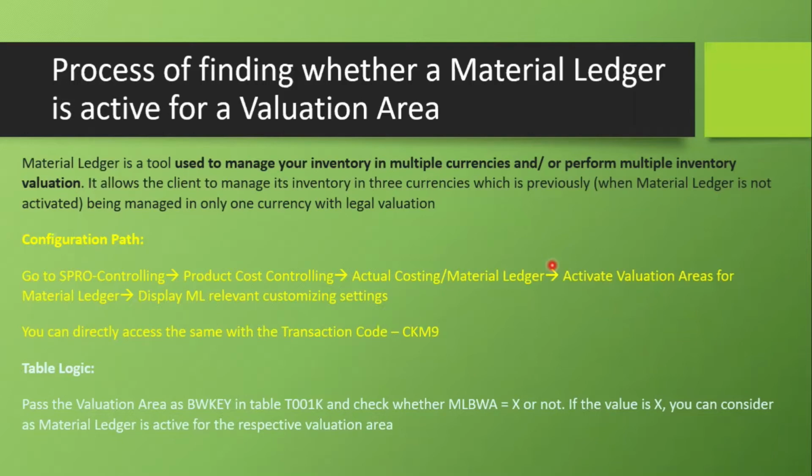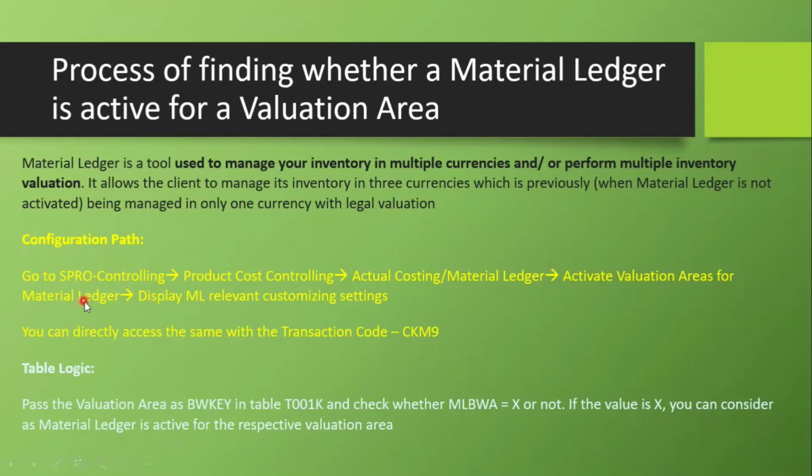Once you join a project, say a support project, you want to know whether material ledger is active for your valuation area. Mostly plant is a valuation area. But I want to use the word valuation area compared to plant, because there is an option to have valuation area at a company code level also. So I wanted to mention valuation area. You want to know how to check it.